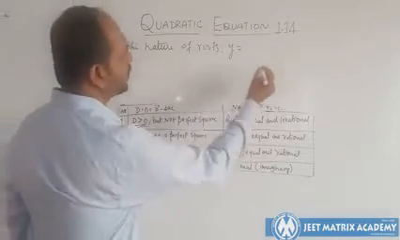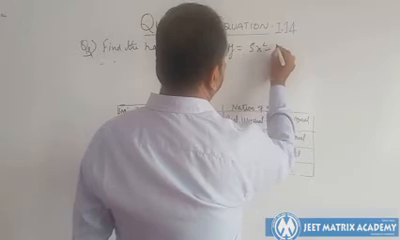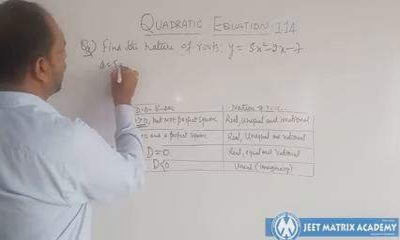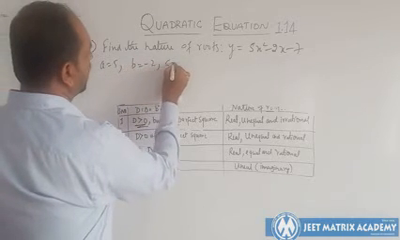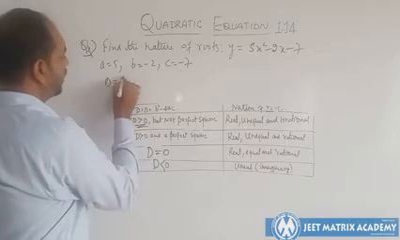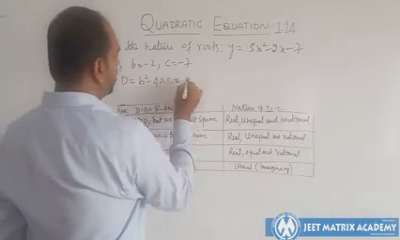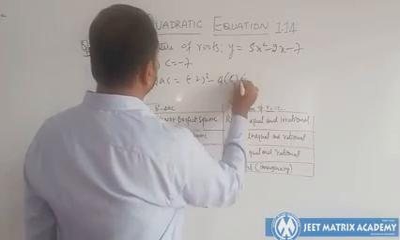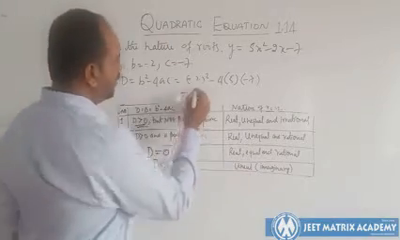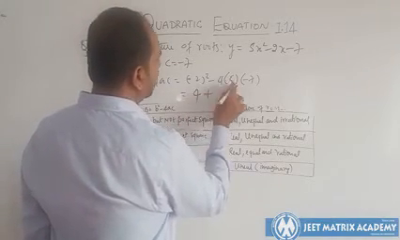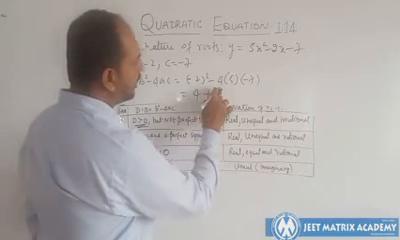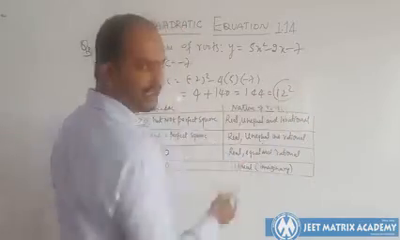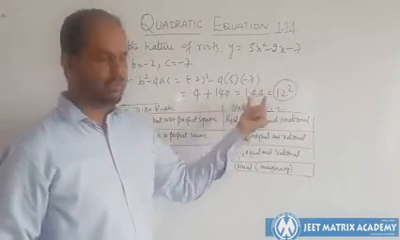Find the nature of the roots. So it will be 5x square minus 2x minus 7. So a is 5, b is minus 2, c is minus 7. Delta equals b square minus 4ac. That is minus 2 square minus 4 into 5 into minus 7. So it is 4 plus 140, that is 144, that is equal to 12 square. Now we could see it is a positive value as well as a perfect square.